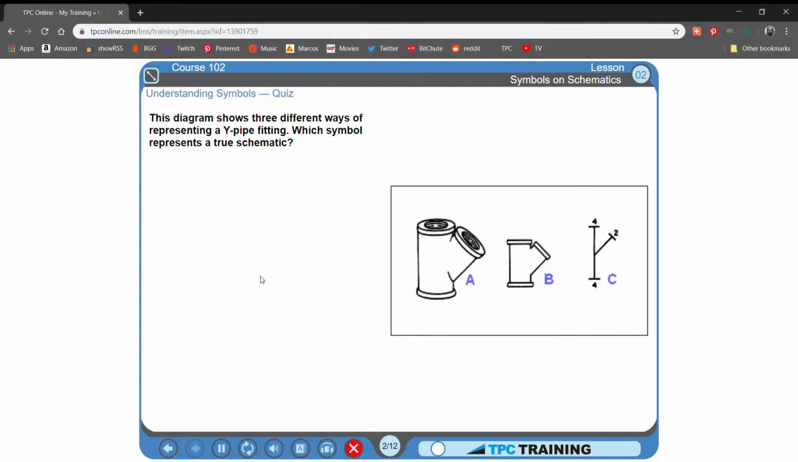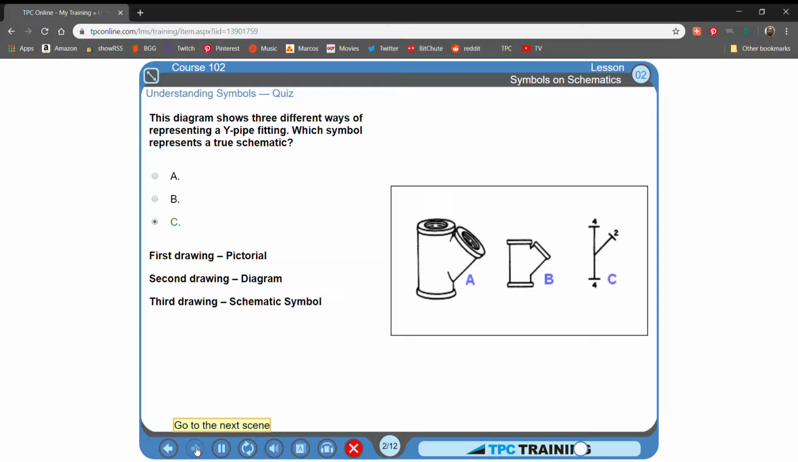This diagram shows 3 different ways of representing a Y pipe fitting. Which symbol represents a true schematic? That is correct. The correct symbol is C. The first is a drawing that looks like a picture. These drawings are called pictorials. The second is a simpler double-line drawing known as a diagram. The third, a schematic symbol, is even simpler. To the maintenance specialist, they all mean the same thing, a 45-degree Y fitting.